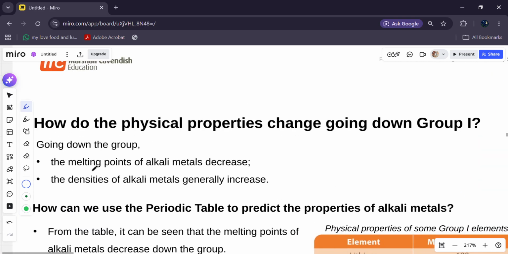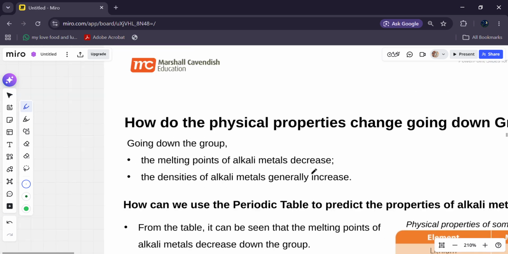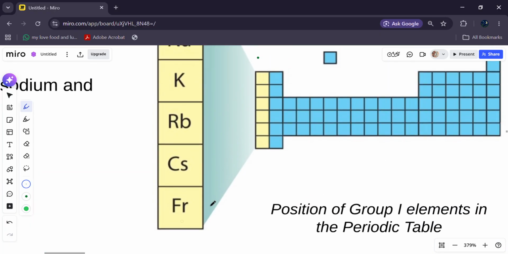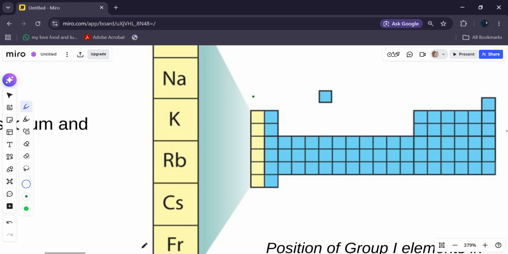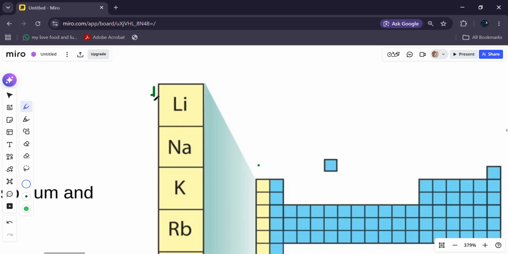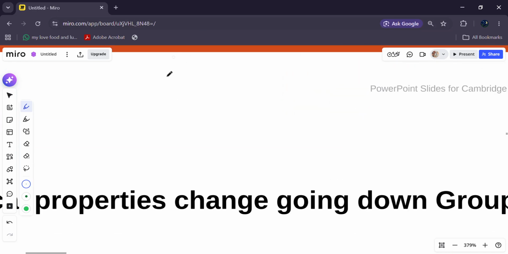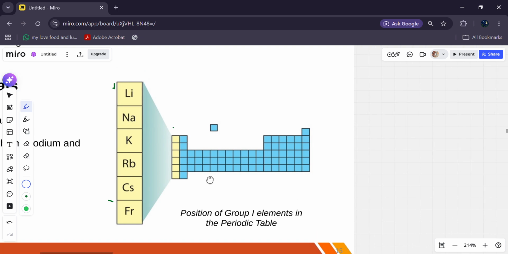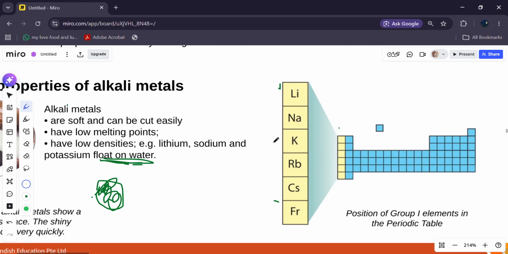As you go down the group, the melting point of alkali metals decreases. That means this metal has the lowest melting point, while lithium has the highest melting point. Because of that, the melting point of alkali metals decreases, and the density of the alkali metals generally increases. So lithium, sodium, and potassium are the only metals that can float in water, while the rest have enough density to cause them to sink in the water.